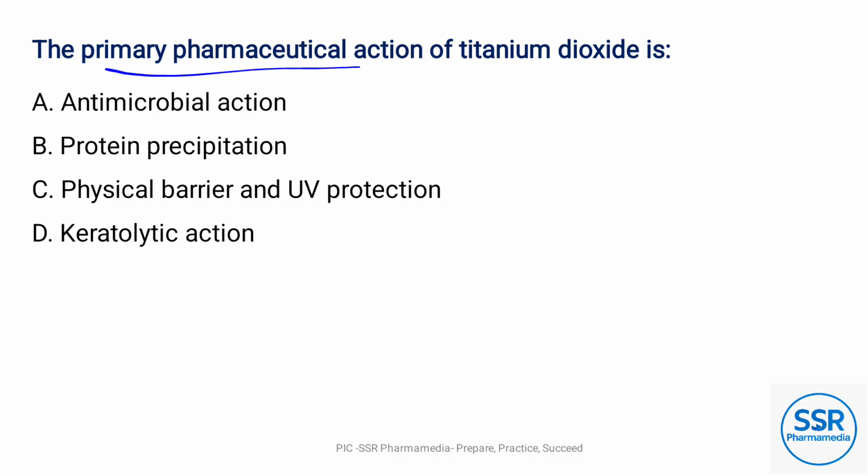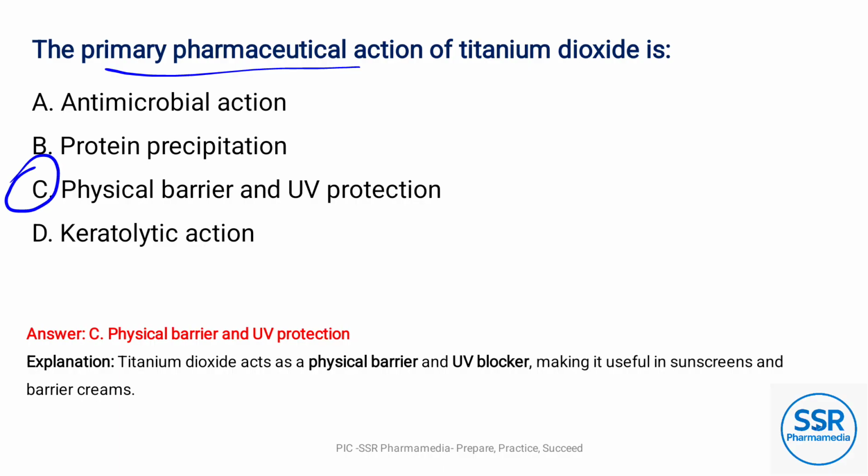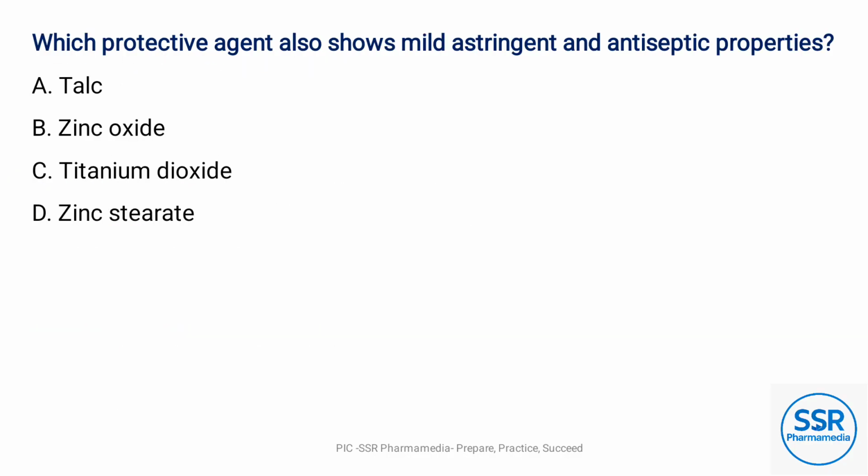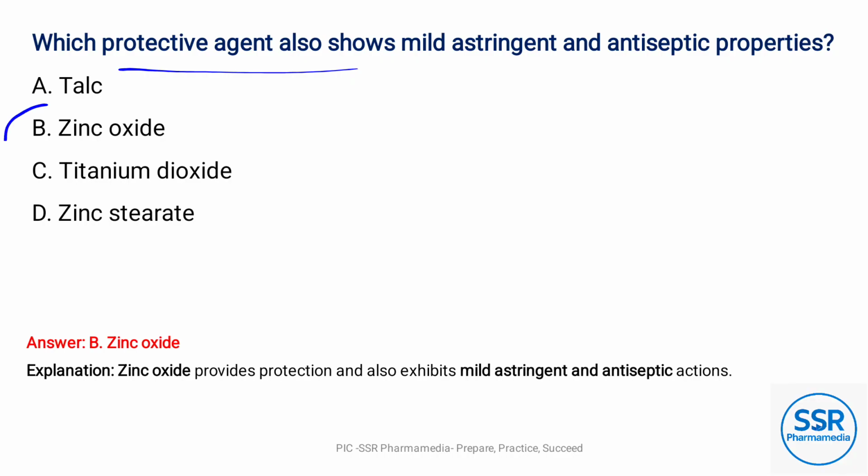The primary pharmaceutical action of titanium dioxide is, option C, physical barrier and UV protection. Titanium dioxide acts as a physical barrier and UV protection. It is used for the preparation of sunscreen and barrier creams. Which protective agent also shows mild astringent and antiseptic property? Option B, zinc oxide. Zinc oxide provides protection and also exhibits mild astringent and antiseptic actions.